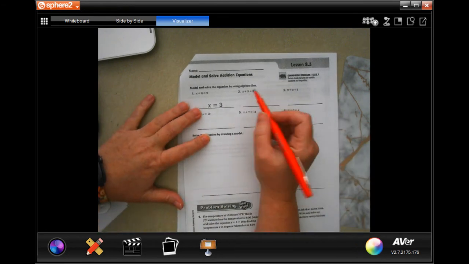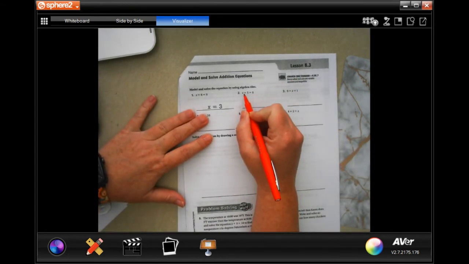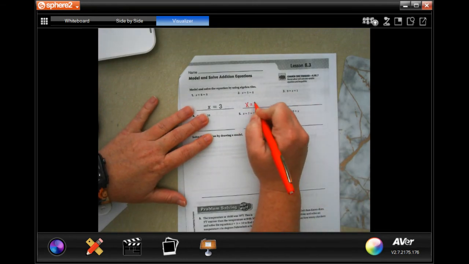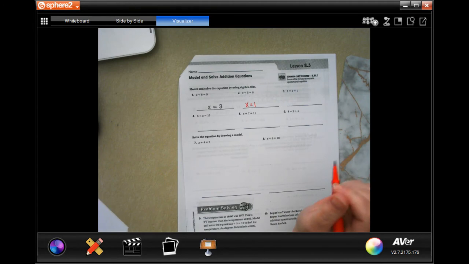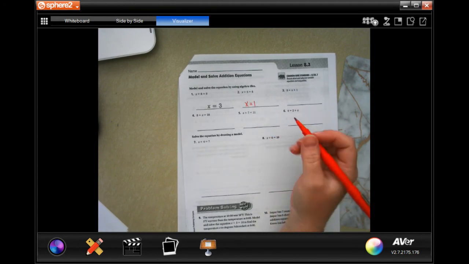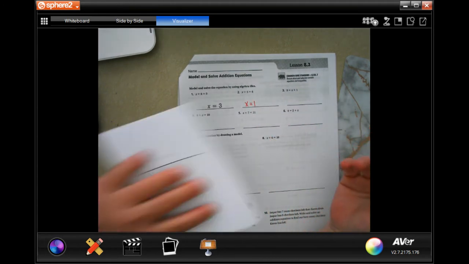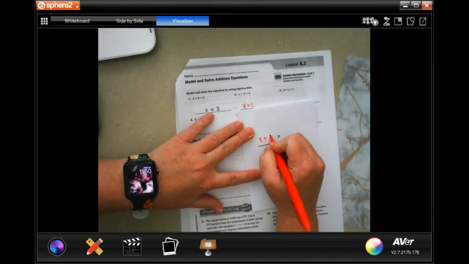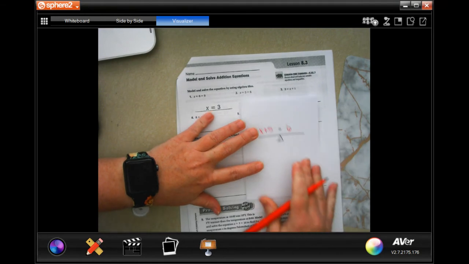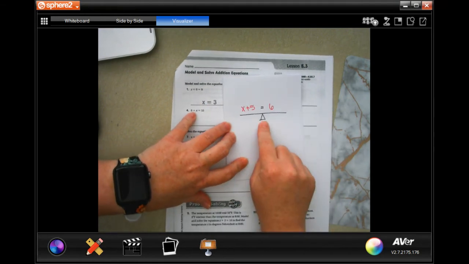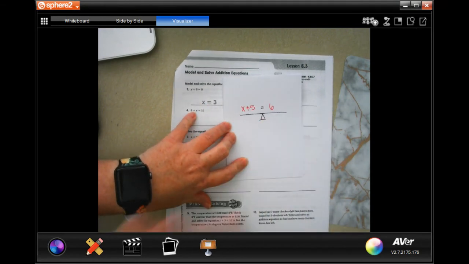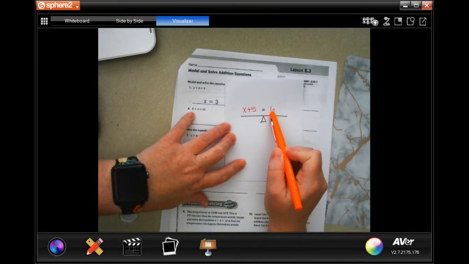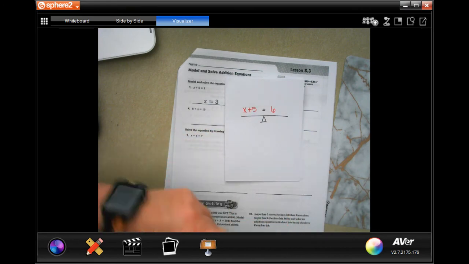So obviously I know that you can go 5 plus what equals 6, and it's going to be 1. That's easy. However, when x starts getting more complicated, when you have longer problems, I want you to picture this. Now think of this as a seesaw, a teeter-totter, where whatever you do to one side of the equal sign, you have to do to the other.